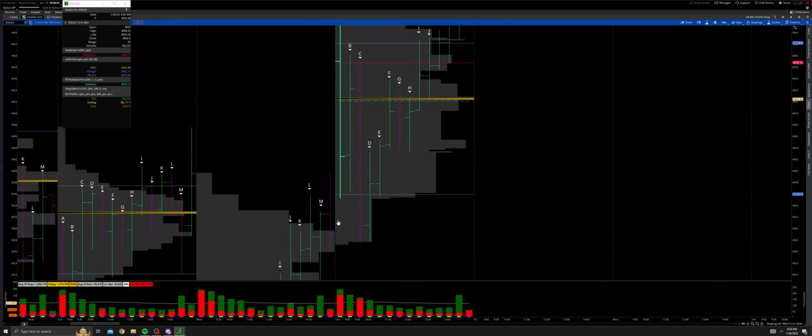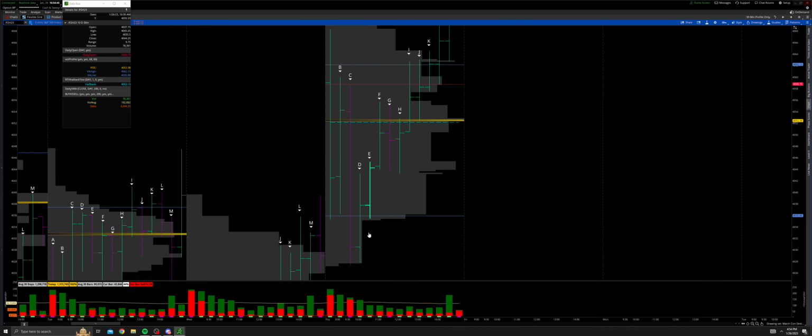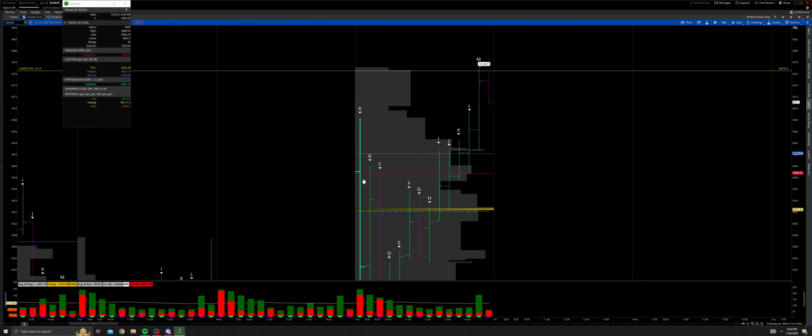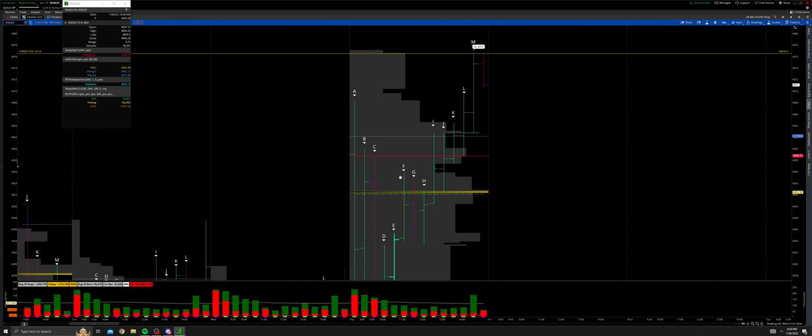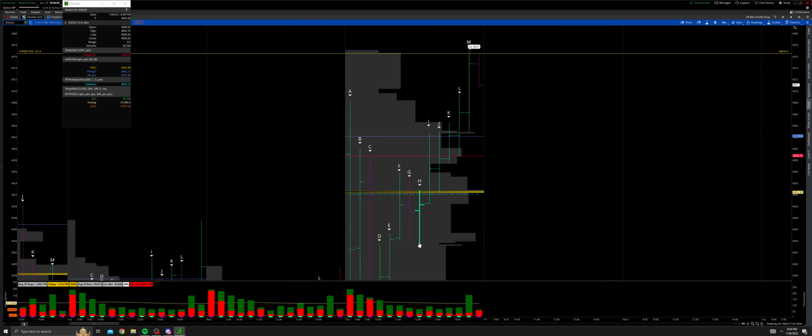Built the single prints, a bit of a nuance there that we weren't going to be going trend, and edges could have been faded. It looked like a little bit of a B shape, so we were looking to have an afternoon rally high. That wasn't the case. We ended up with an afternoon pullback low in H.